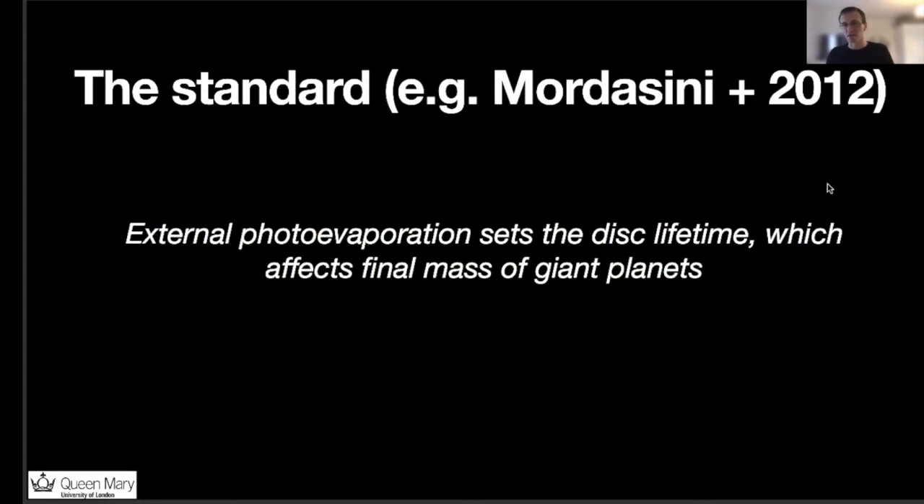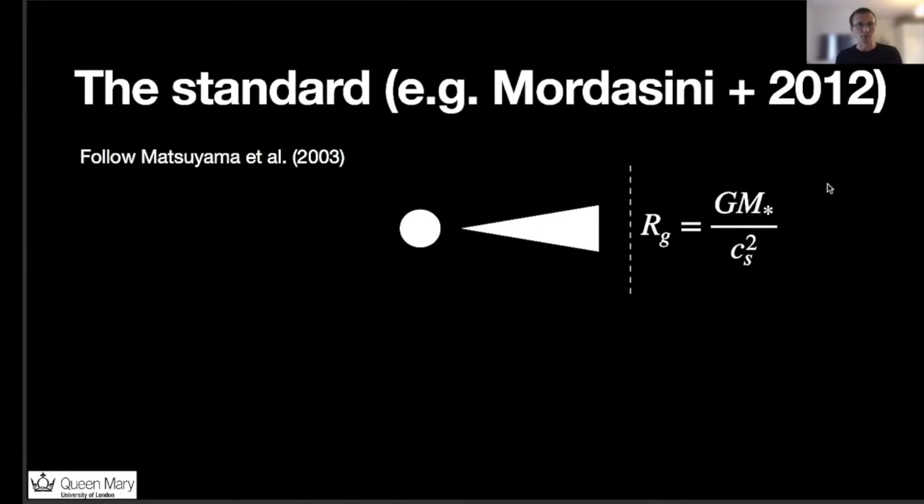We observe disk lifetime, so this acts as a controlling mechanism to make sure that these population synthesis models get something similar. And this can indirectly affect, it does affect the final mass you get for giant planets because it affects the mass reservoir that you have for them to accrete from. So next slide. So that's the role of the external photoevaporation.